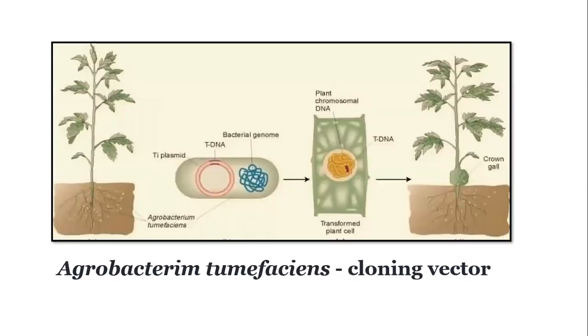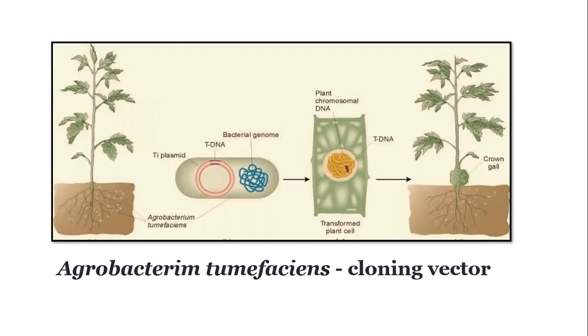Right? Now, Agrobacterium tumefaciens is used for DNA transfer in plants. The Ti or tumor-inducing plasmid is present within the cell of the bacterium. As you can see here, this is the Ti plasmid and this is the bacterial genome. The Ti plasmid is capable of dividing on its own, independent of the bacterial cell genome. The transfer DNA of the plasmid gets integrated into the host plant cell. As you can see here, it is integrated here.